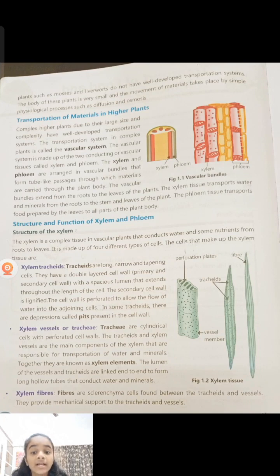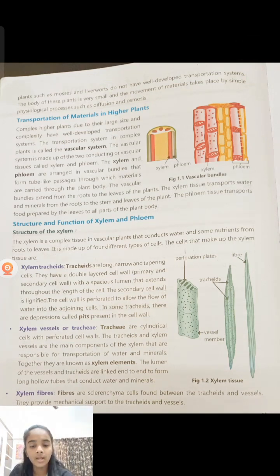Now let's see xylem vessels or trachea. Tracheae are cylindrical cells with perforated cell walls. Now question number 19. What are the main components of the xylem? The tracheids and xylem vessels are the main components of the xylem that are responsible for transportation of water and minerals. Together they are known as xylem elements.